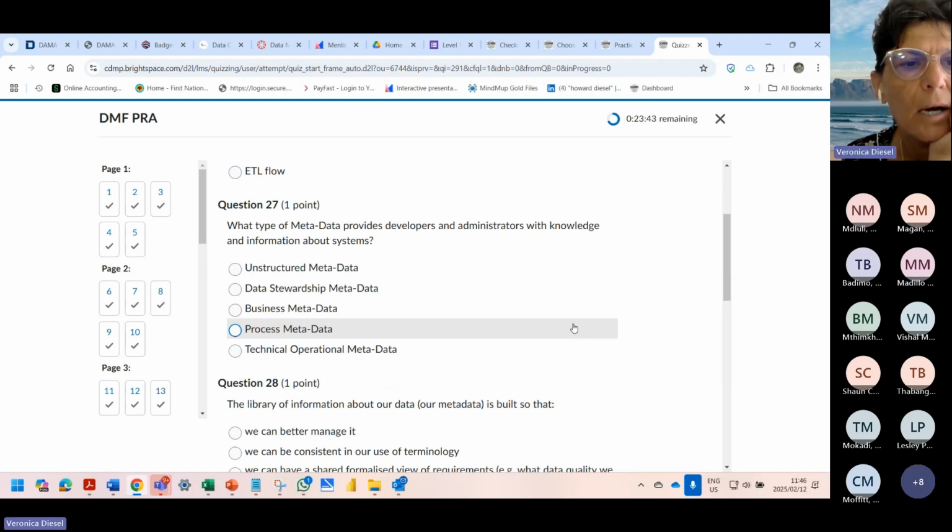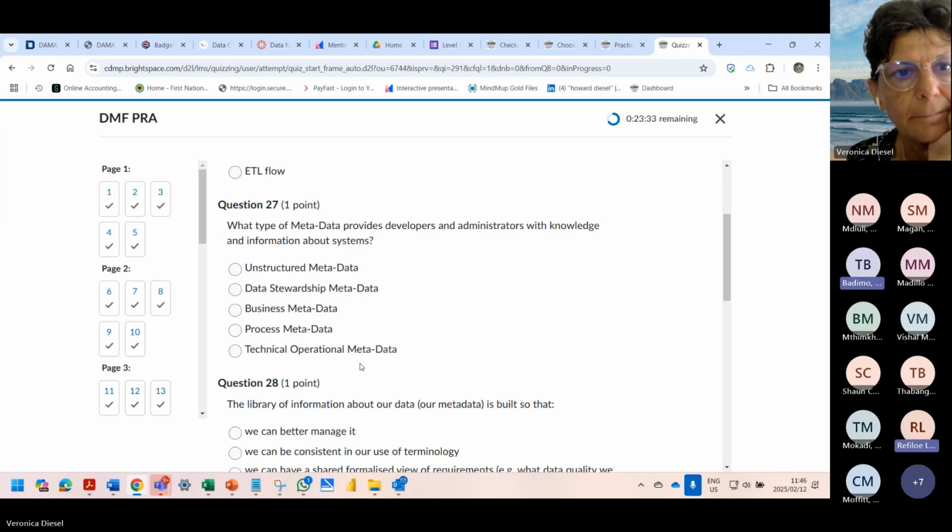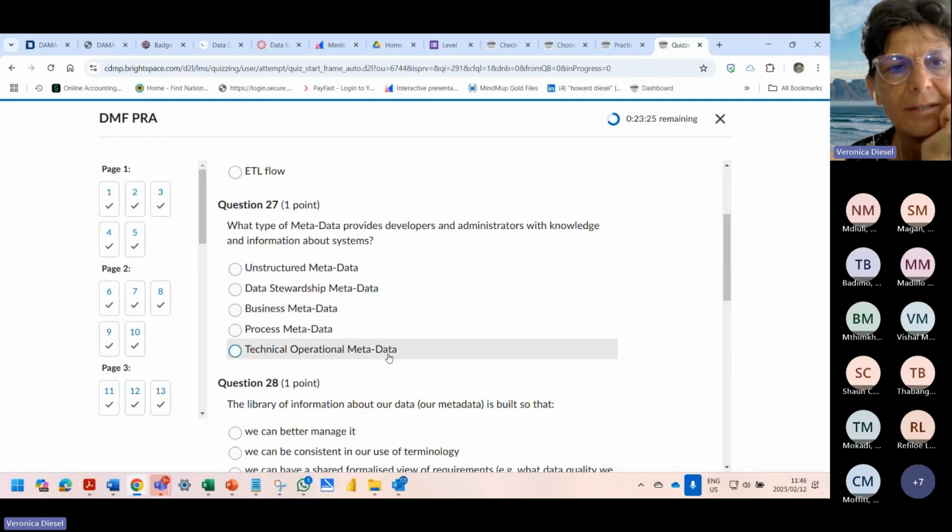What type of metadata provides developers and administrators with knowledge and information about systems? Technical. Ooh, operations, but look at this. We don't have... Ooh, you see, that's one of those. Let me just check if I've written that one down. It should say operational, because remember, it's a DMBOK one. Technical, operational. I've got it on page 305.